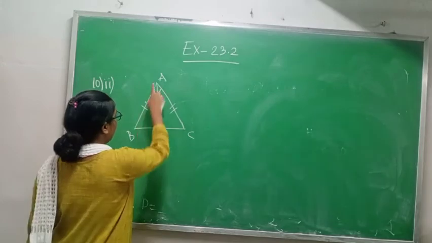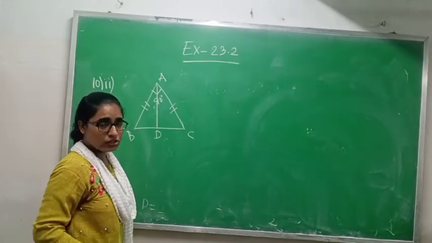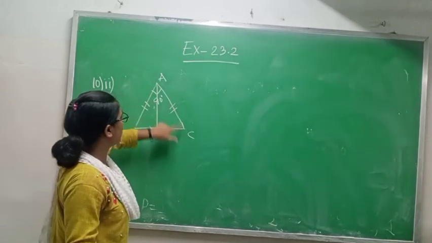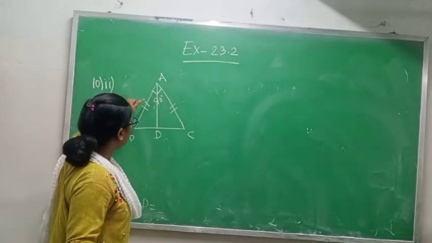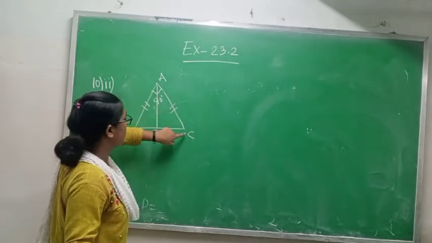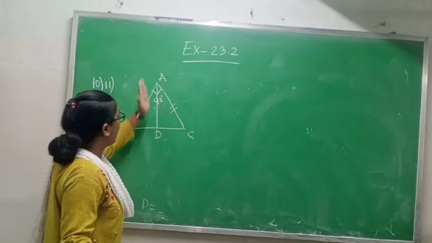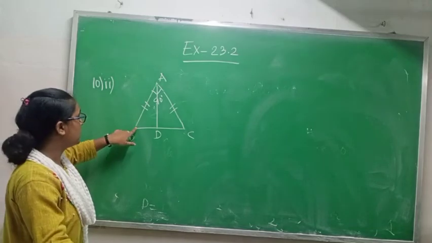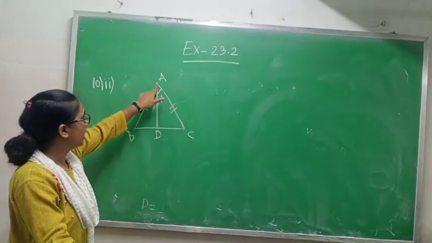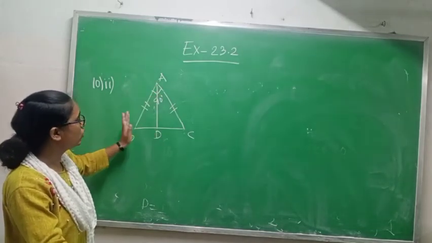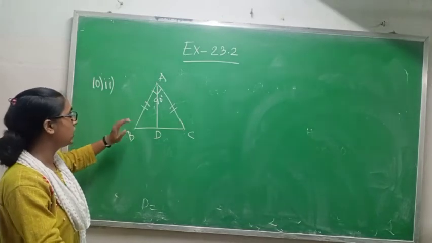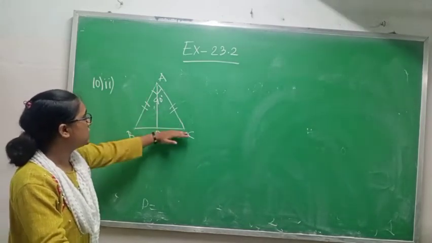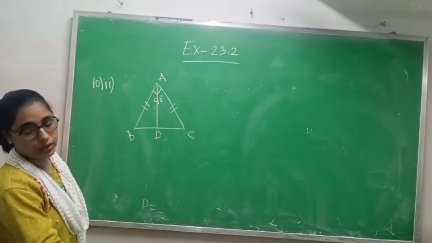Again I am repeating. ABC is a triangle in which AB equals AC, and angle BAC is 90 degrees. The angle bisector of angle BAC, bisector means it is dividing angle BAC into two equal halves, so BAC is divided by AD into two equal halves. It is written that the bisector of angle BAC intersects BC at point D. That is why I am giving point D.